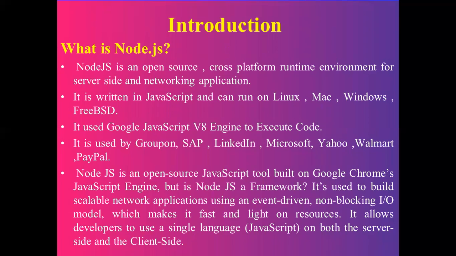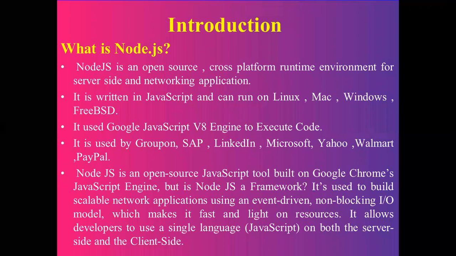Node.js is used for building scalable network applications using an event-driven, non-blocking IO model, which makes it fast. By using the event-driven approach and the non-blocking IO model, it makes for fast execution of files. It allows developers to use a single language, that is JavaScript, for both server side and client side.